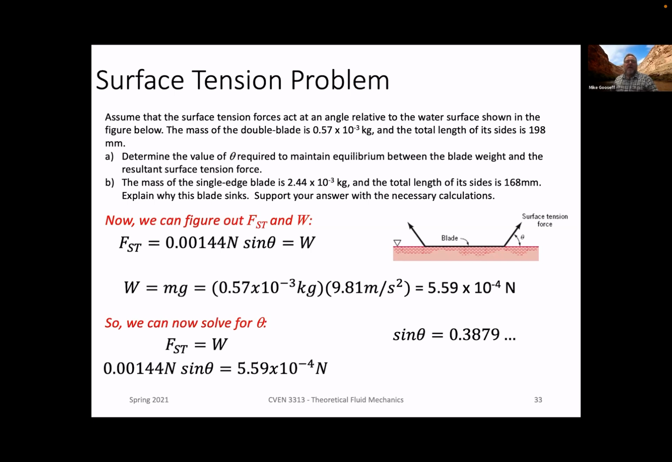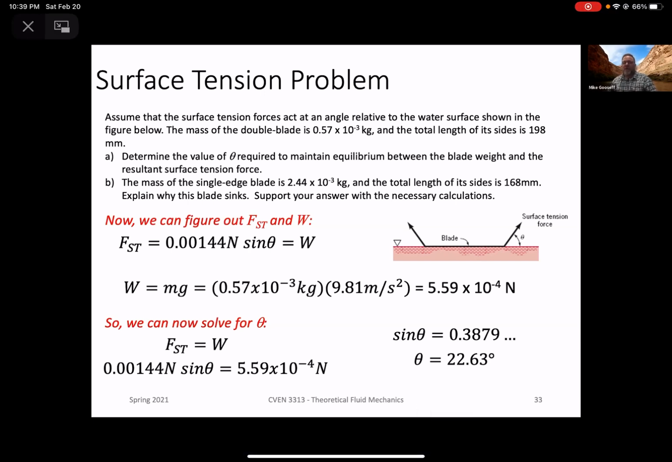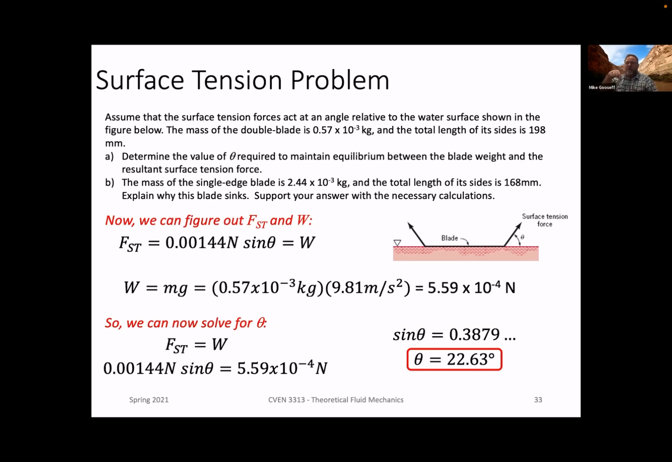Then if I just divide both sides by 0.00144, I end up with sine theta equal to 0.3879 with a bunch more numbers. But if I just focus on that, the theta I solve for is about 22.63 degrees. Okay, so that's essentially what you should come up with. As long as we are somewhere in that neighborhood, we should be able to hold up the blade.